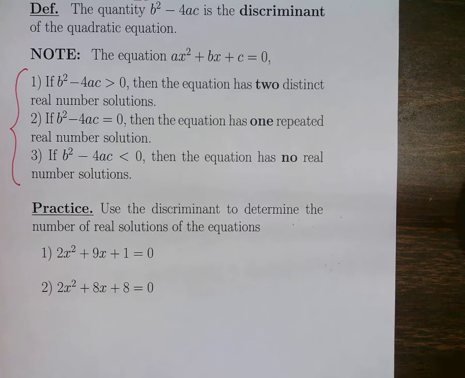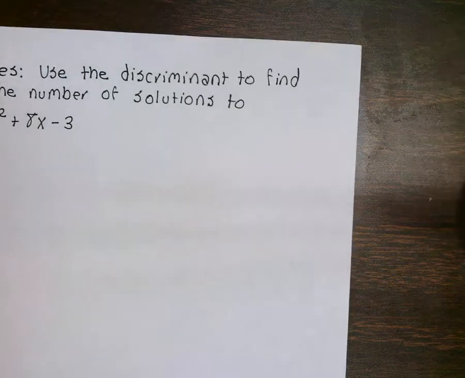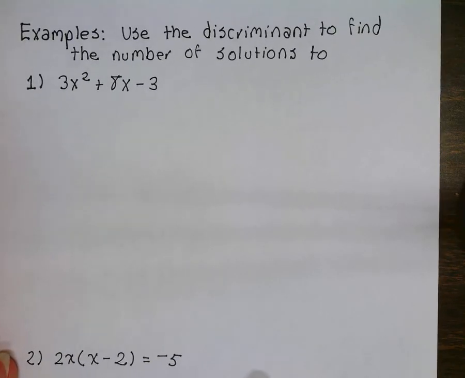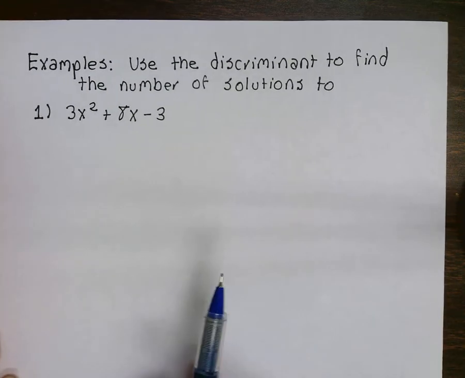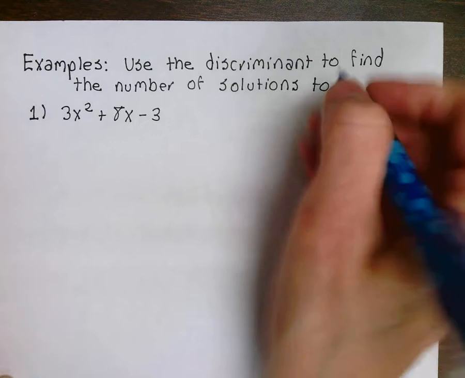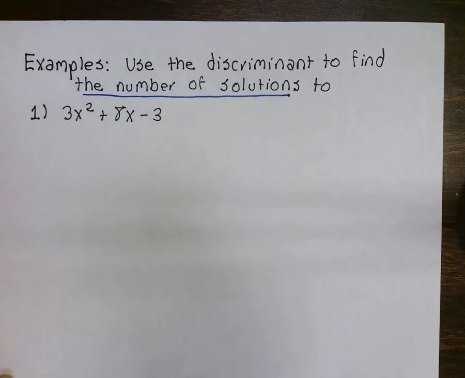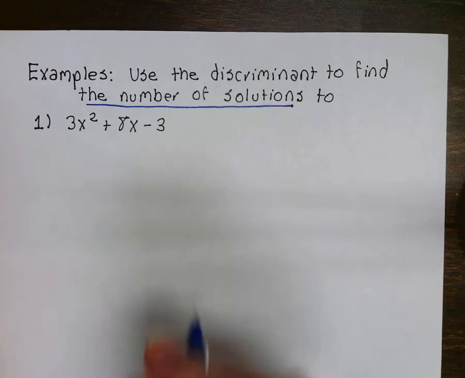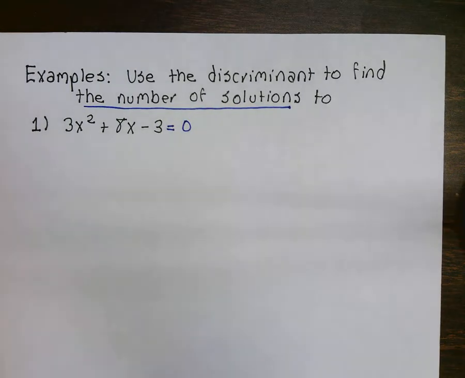I'm going to leave these two for you to practice, but I'm going to solve these two extra that I just wrote out. So let's see how the discriminant works, and notice the question. The discriminant tells us the number of solutions. It doesn't tell us what those solutions are. And I forgot equals 0 in this. It's got to be an equation, so we set it equal to 0.